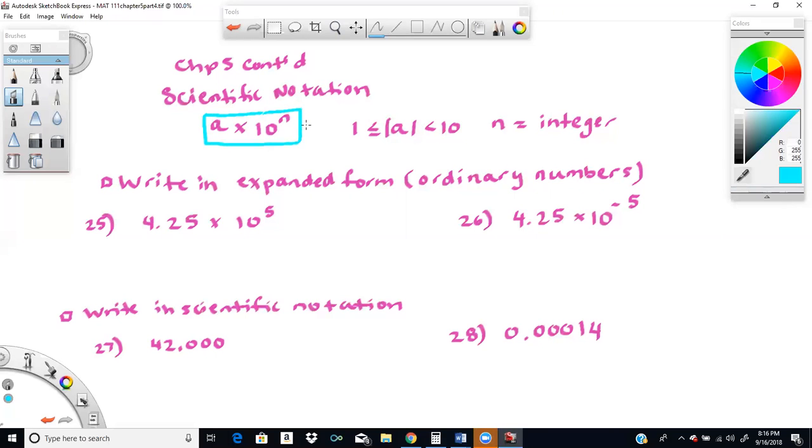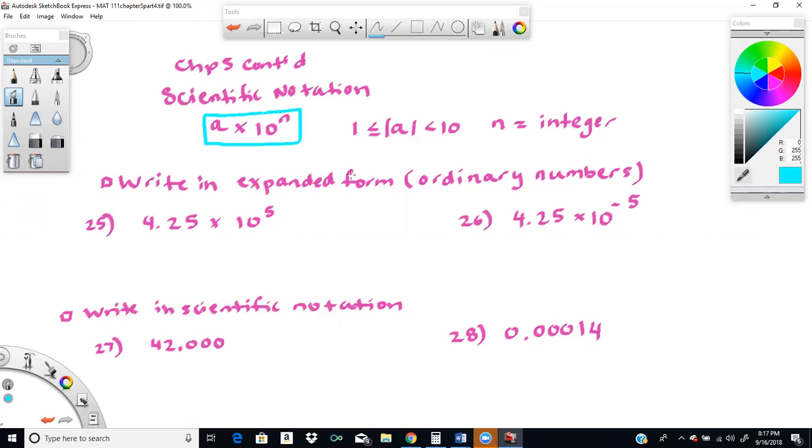Basically, using scientific notation is a way to write really big numbers or really small numbers. If you think about A being a single digit, if it's not between 1 and 10, then it's not in scientific notation. So you want to make sure that A is between 1 and 10. It's a matter of moving the decimal to the right spot so that the portion A is between 1 and 10.